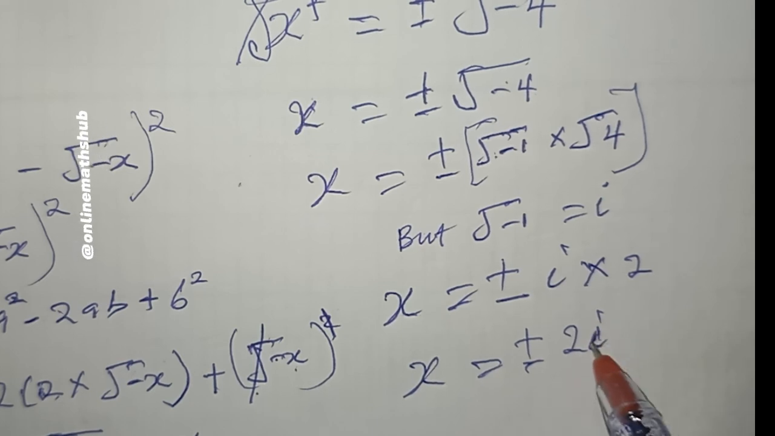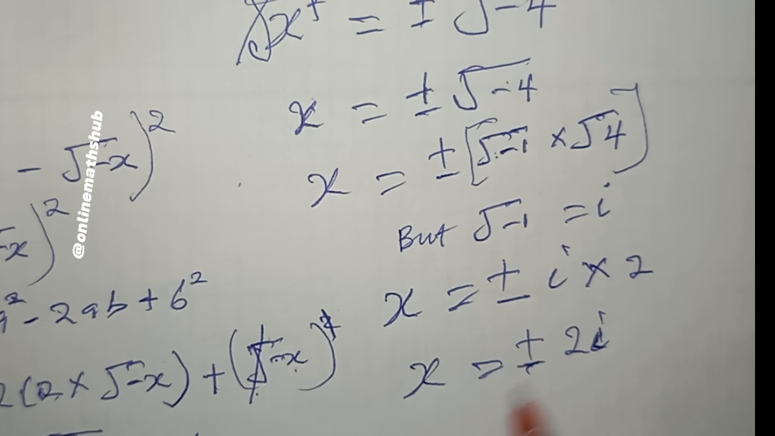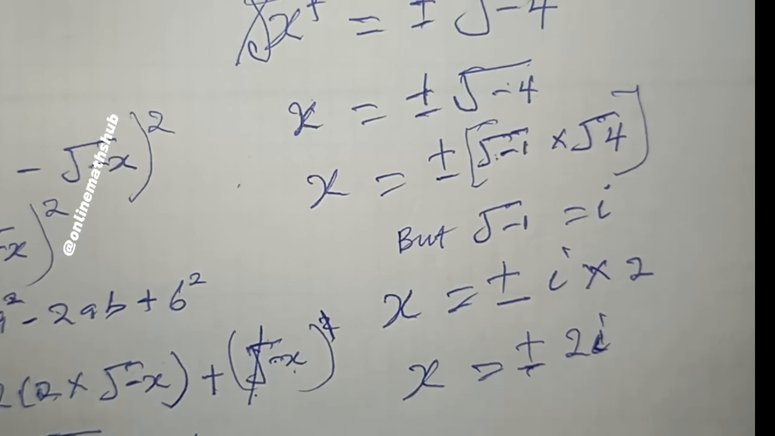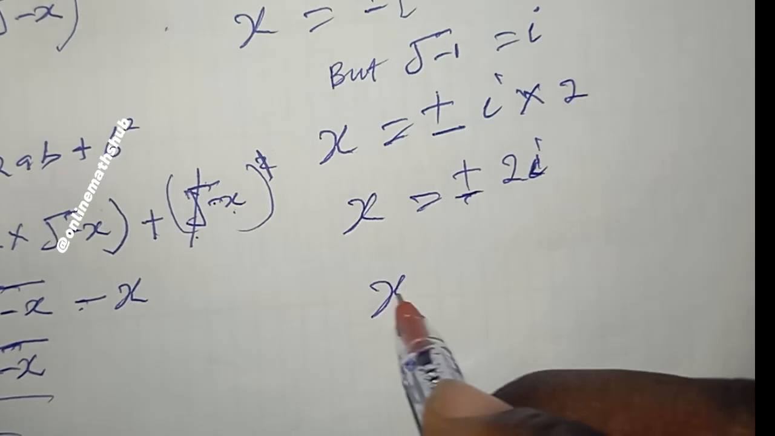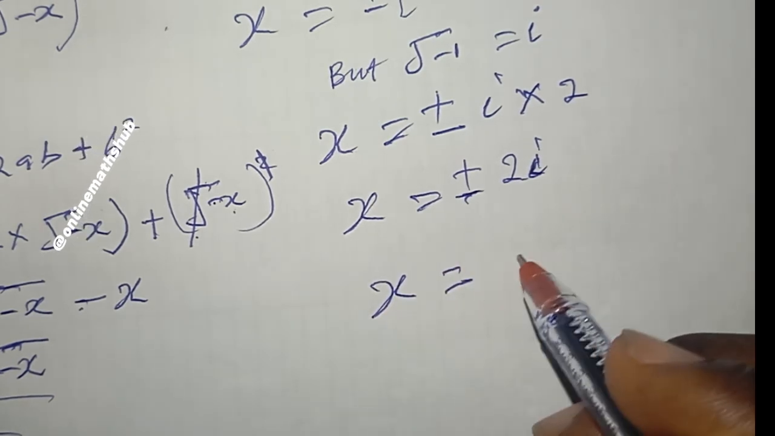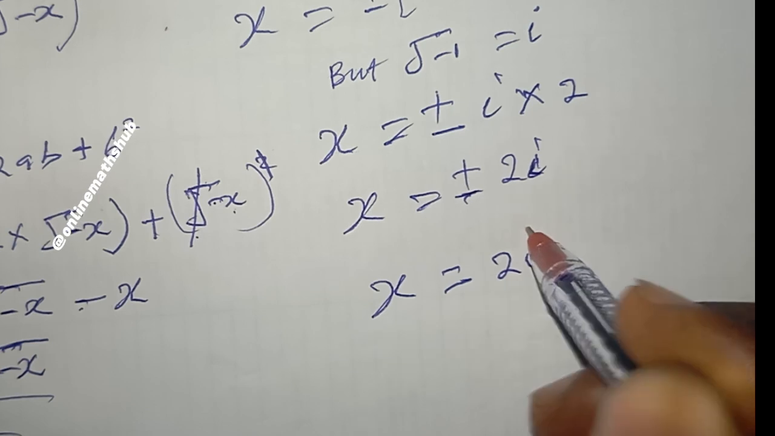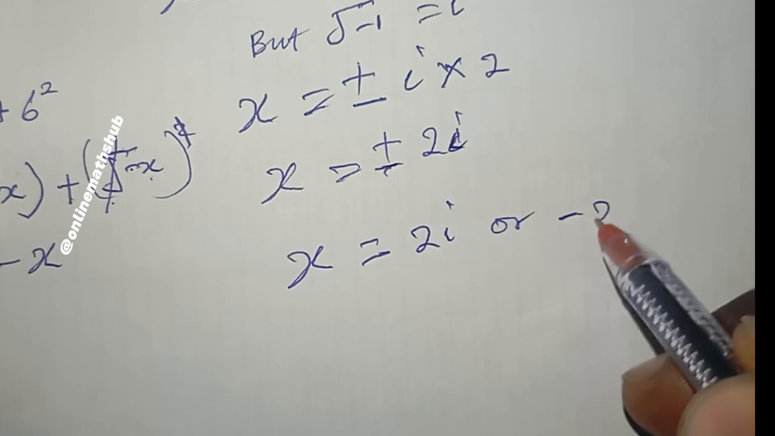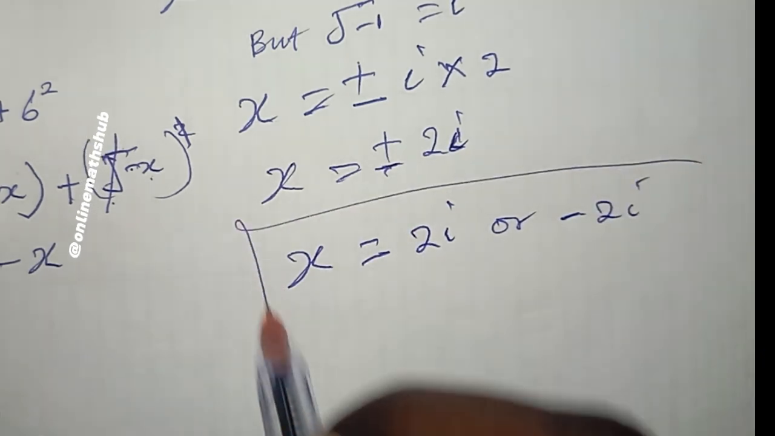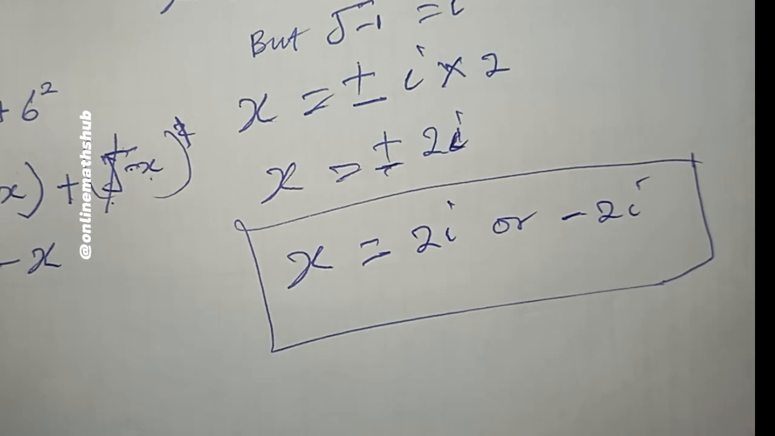Okay, so the two values of x that are actually going to satisfy the equation we are solving is x equal to positive 2i or x equal to negative 2i. So this is the solution to the equation.